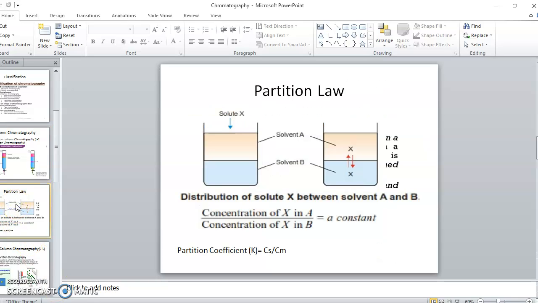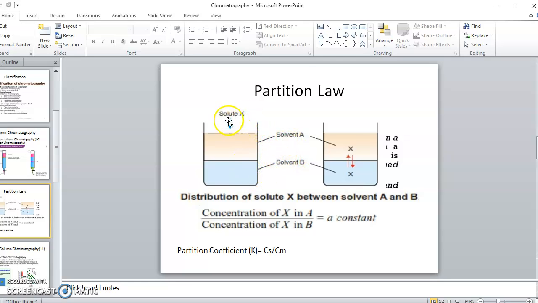Now let us start discussing partition law. We'll have a quick look over the partition law. It's also called the distribution law. Then we discuss the chromatography technique based on partition. The partition law is very simple. You have two solvents here, A and B, and they are immiscible with each other, just like oil and water.